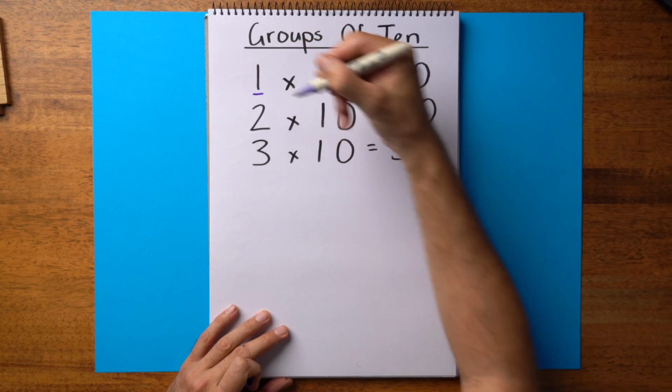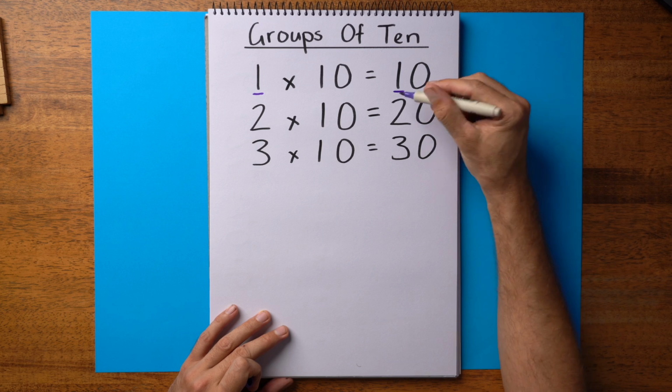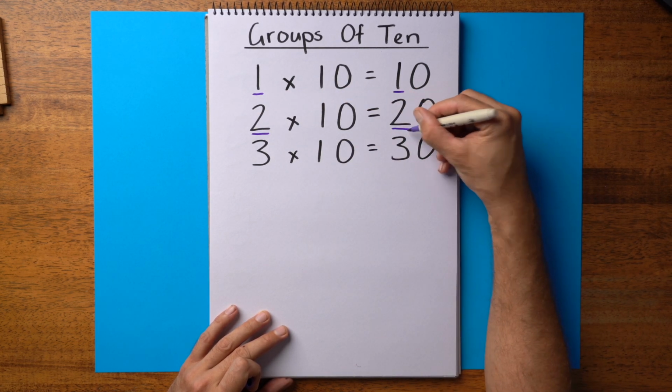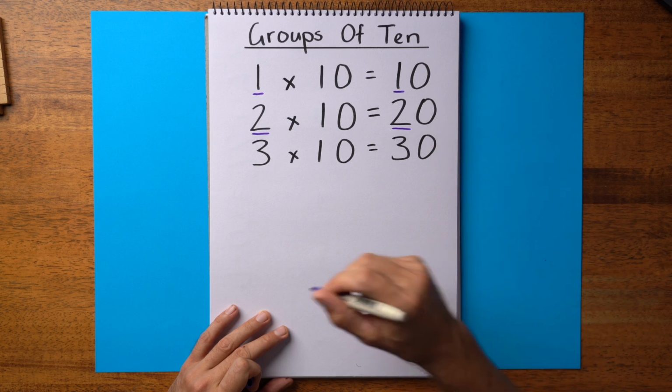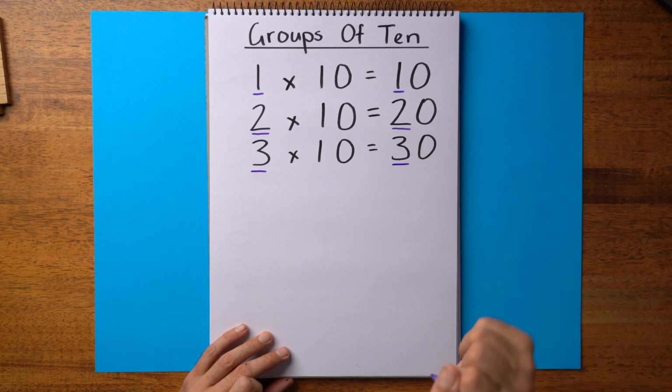If we have a look at these numbers here, we're going to notice something interesting. 1 group of 10 is a 1 with a 0 on the end. 2 groups of 10 is a 2 with a 0 on the end, or 2 tens. 3 is 3 tens, or 3 with a 0 on the end. Can you see the pattern emerging?